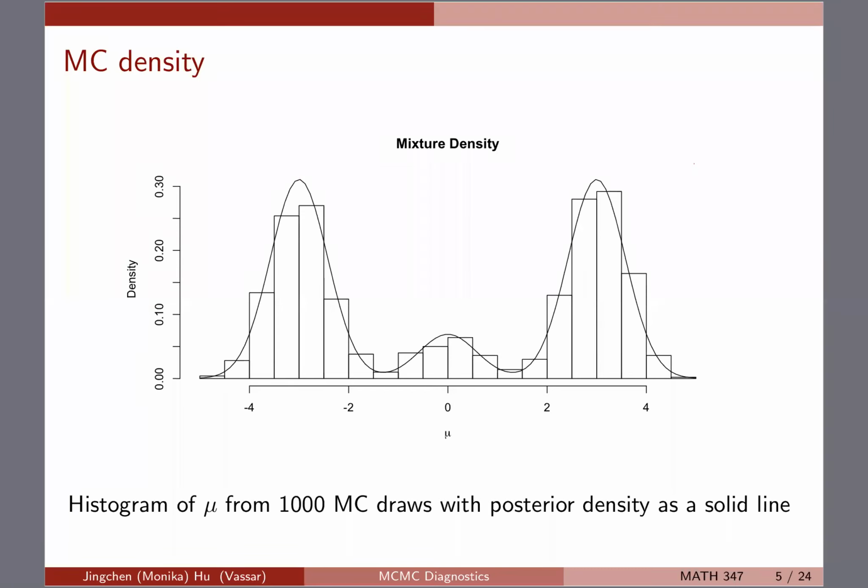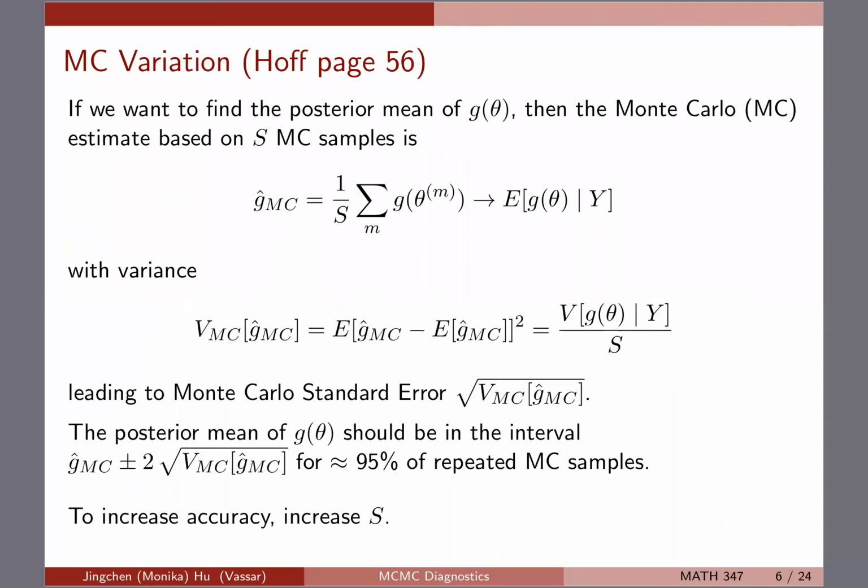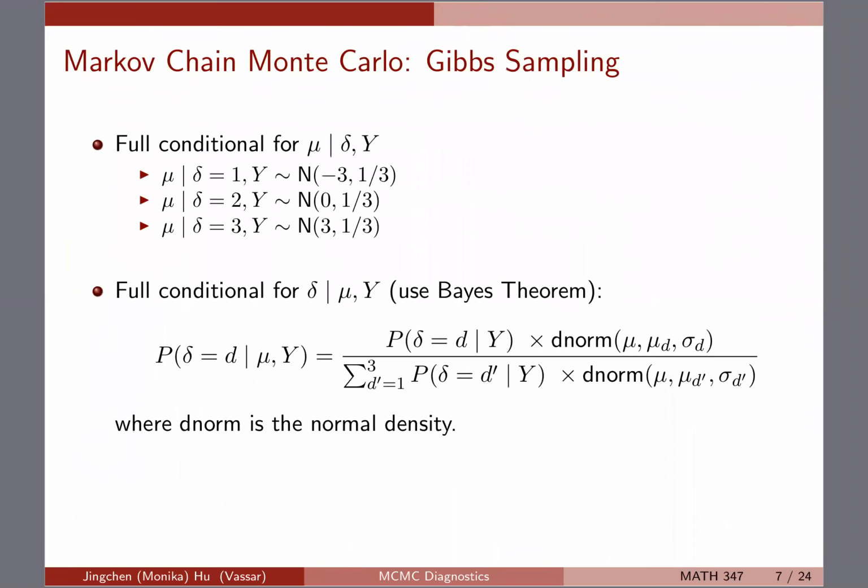I want you to think about how can we do a Markov chain Monte Carlo here using a Gibbs sampler? So I give you some information here first. This is what you have seen before. These are the 3 different means given which component it comes from. This is the full conditional for mu, right? So this is what you're given.